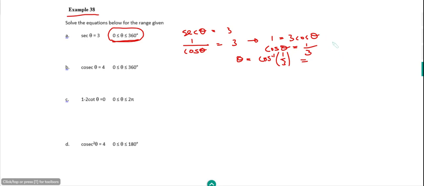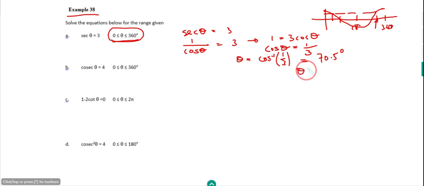From that, the calculator will give us 70.5 if we do it to 1 decimal place, 70.5 degrees. And of course, we need all the values in that range up to 360. So if we look at the cos graph, it looks like that. There's our 70.5, and because it's symmetrical about 180, we can get the other value in our range, this one here, by taking the 70.5 away from 360. So theta is also equal to 360 minus 70.5, which gives us 289.5 degrees. So there are two values in the range required.